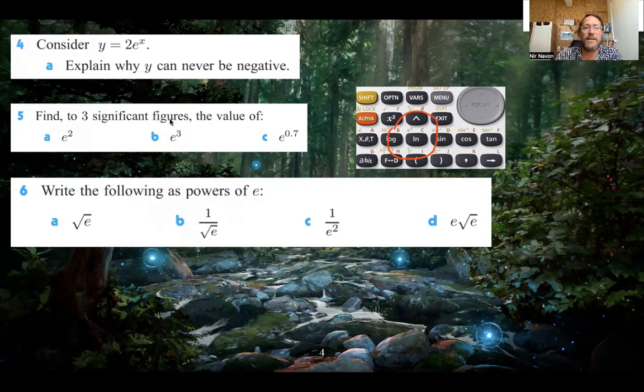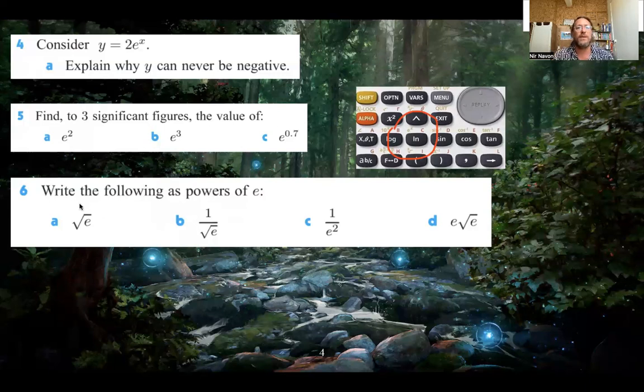Find to 3 significant figures the value of e to the power of 2, e to the power of 3, e to the power of 0.7. So this is the Casio calculator. You see here shift ln, which we'll see in the next chapter. Shift ln is e to the power of x, where you place e, and then you place the number after it.